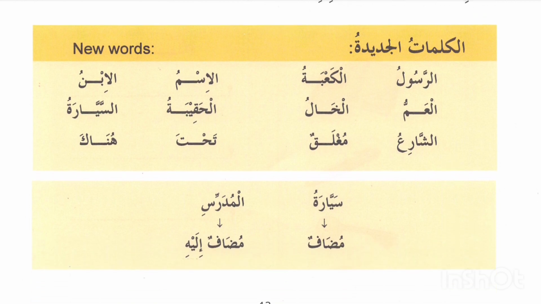Al-Kalimatul Jadidatu, new words. Al-Rasul, the Prophet. Al-Ka'batu, the Holy Kaaba. Al-Ismu, the noun, the name. Al-Ibnu, son. Al-Ammu, the uncle. Al-Khalu, the uncle. Al-Haqibatu, the bag. Al-Sayyaratu, the car. Al-Shariu, the street. Maghlaqun, closed. Tahta, under. Hunaka, there. Sayyaratul Mudarrisi, mudafun, mudaf ilayh, the teacher's car.